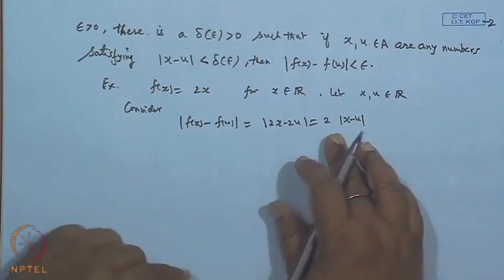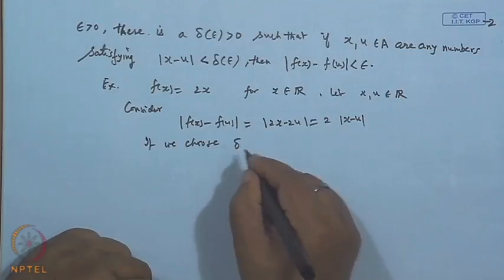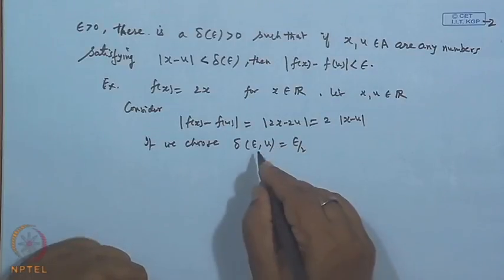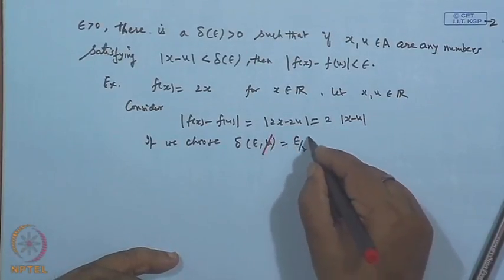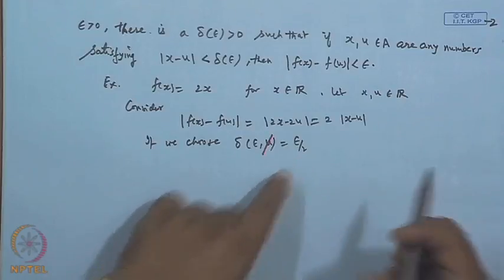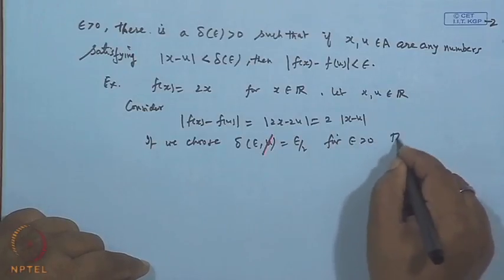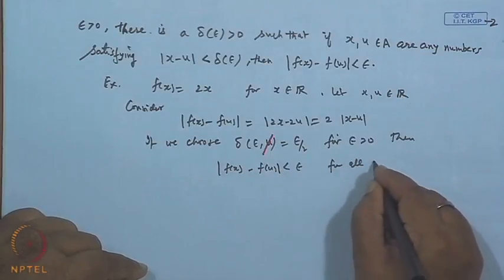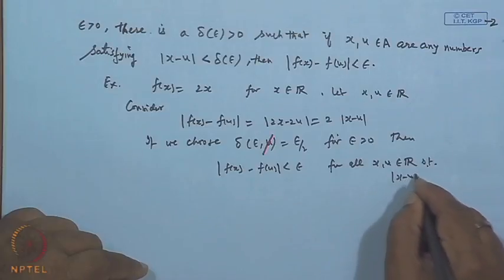So, if we choose delta, which depends on epsilon, as epsilon by 2, obviously this delta is independent of u, because we are taking delta to be epsilon by 2, whatever u may be. So, if I take this delta, then for all epsilon greater than 0 this condition holds: mod of f(x) minus f(u) is less than epsilon for all x and u belonging to R such that mod of x minus u is less than delta.